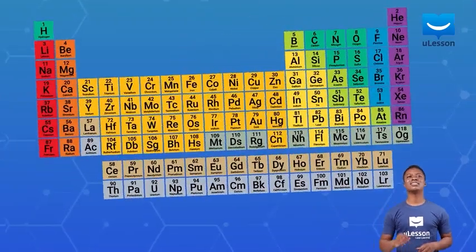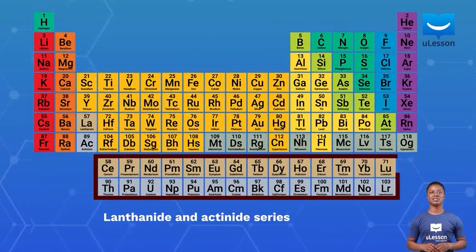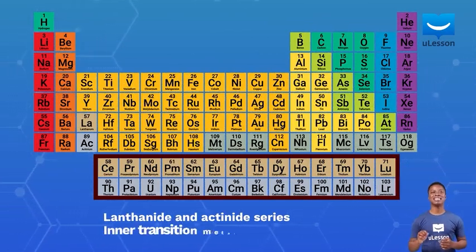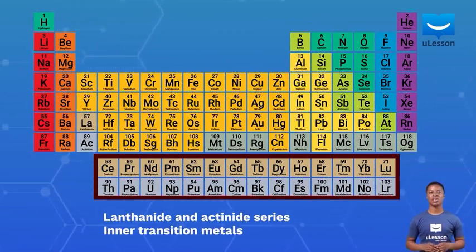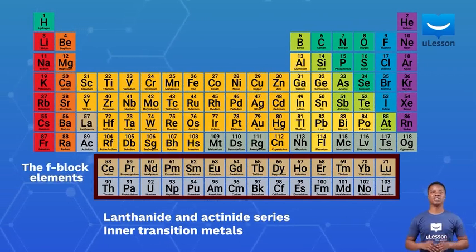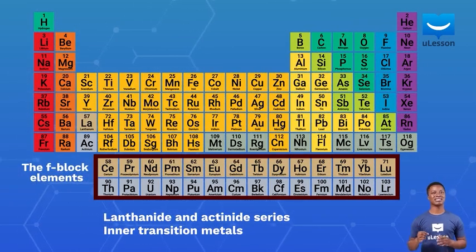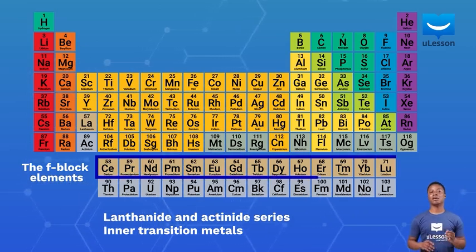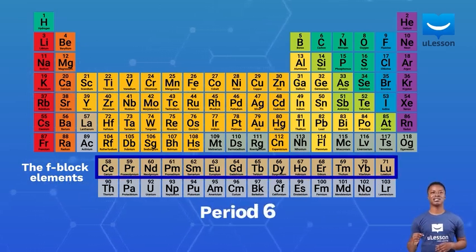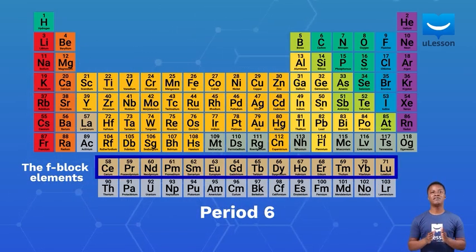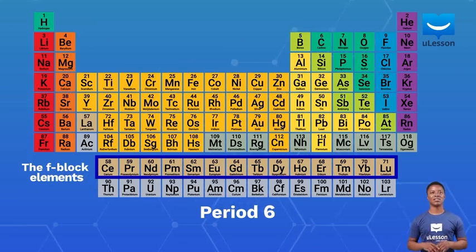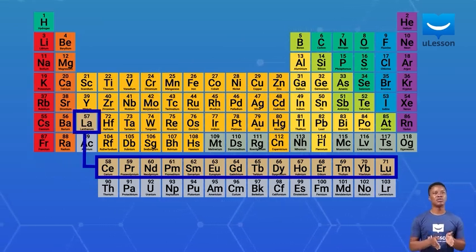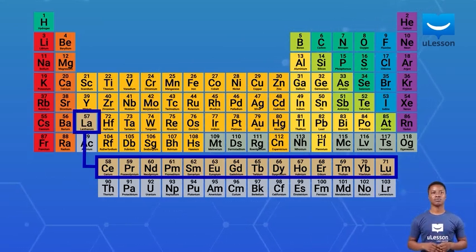Now, let's talk about the lanthanide and actinide series, sometimes referred to as the inner transition metals. They form the F block of the periodic table as discussed in our previous lesson on blocks of elements. The lanthanide series of chemical elements is found in period 6 and comprises 15 metallic chemical elements with atomic numbers 57 to 71. That is from lanthanum to lutetium.